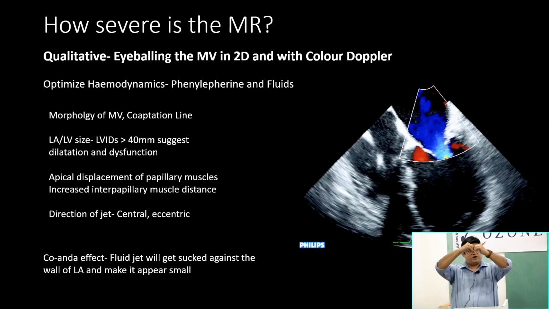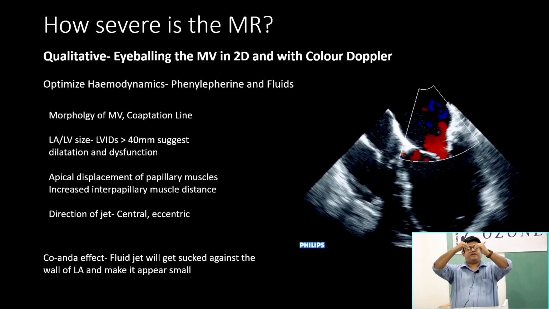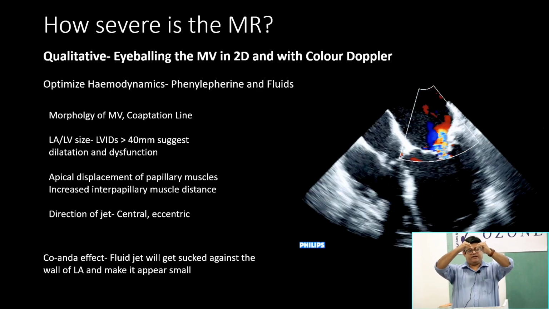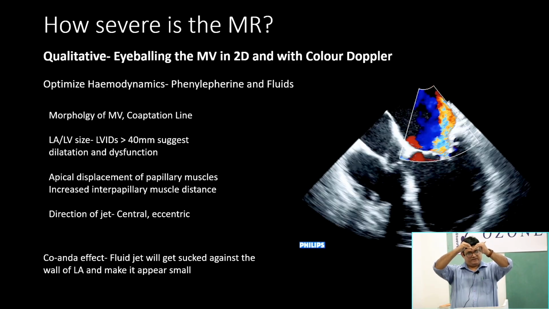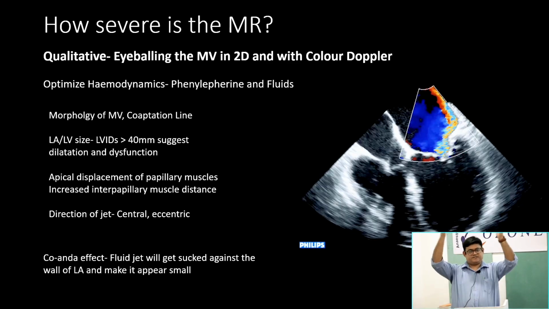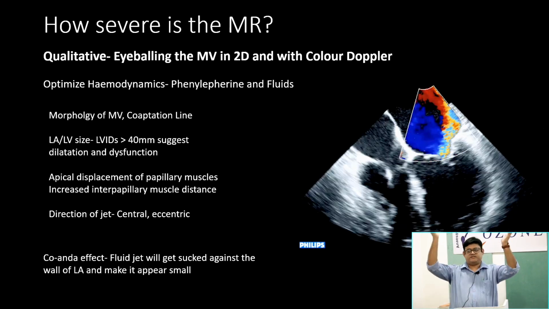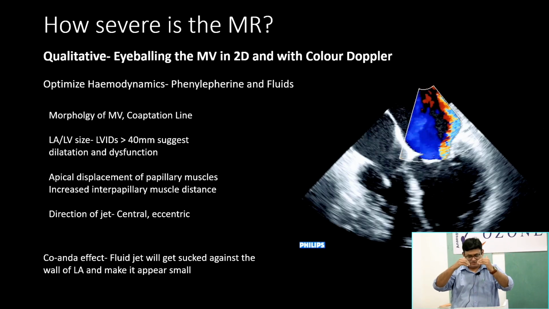If this is the coaptation line, you have a good coaptation distance, so you have less reserve for MR. So this will not be at a very high risk of MR, whereas a mitral valve which is coapting this way will have a high risk of MR. So any increase in LA pressure or LV pressure will suddenly increase your MR. So that thing has to be noted.